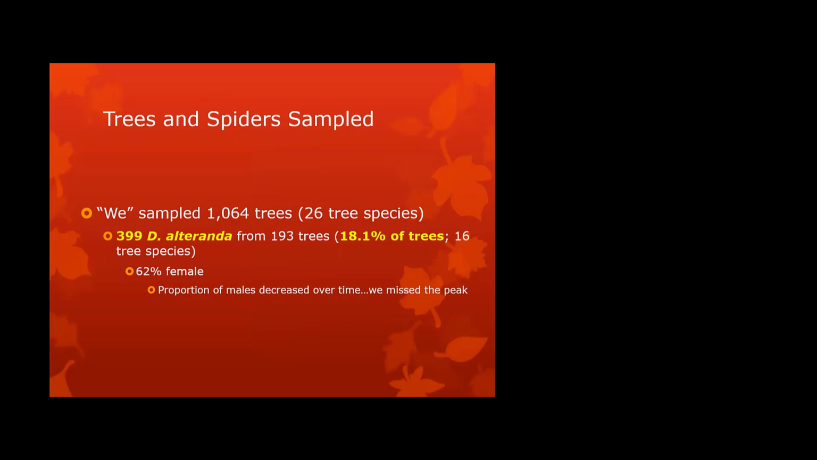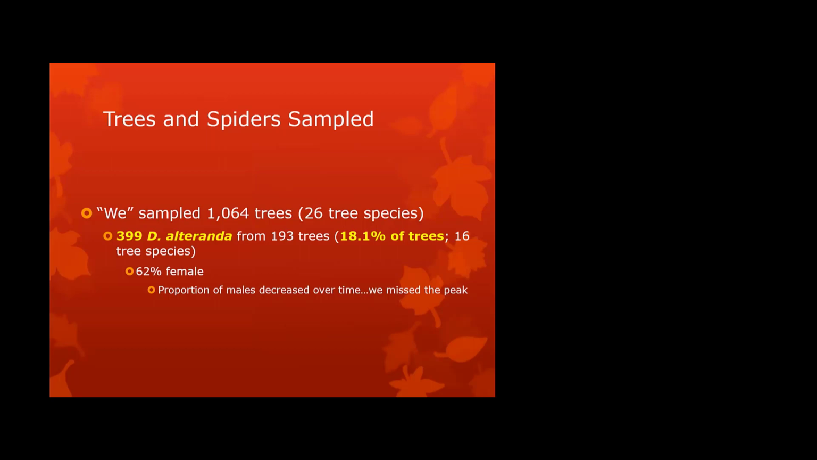So we, the royal we, sampled over 1,000 trees, 26 tree species, and we found 399 adult Drapetisca alteranda on 193 trees. That's 18% of the trees. Our sample was 62% female spiders. And we think this is because we kind of missed the mating peak, right?